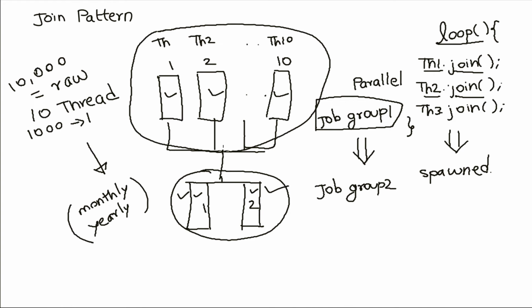Okay, so how do we know that these threads have successfully completed? That is by these join operations, and this join operation makes sure that each and every thread has finished successfully, only to give the dependent result to the next job group. So that's how the join pattern comes in handy to us.